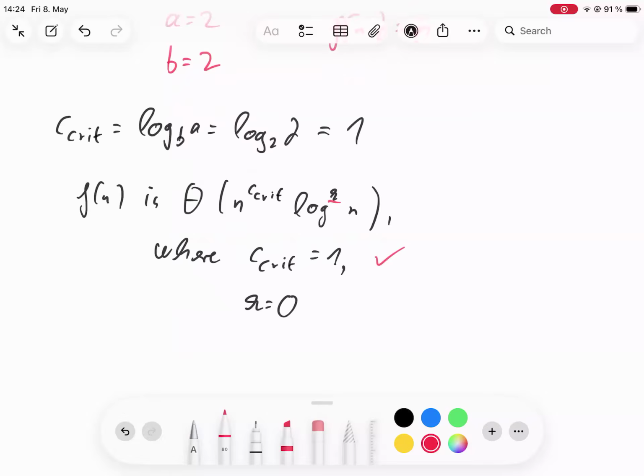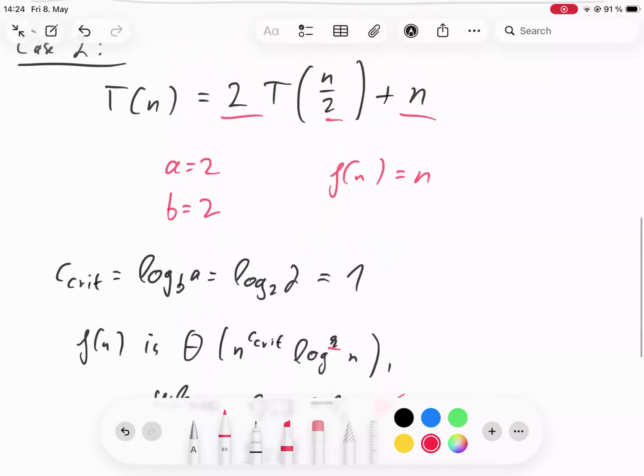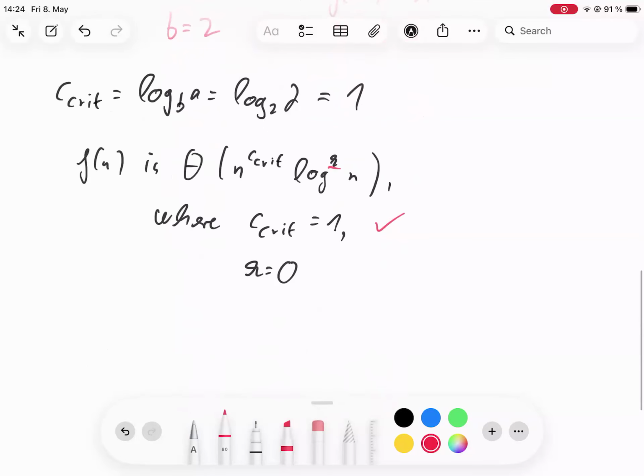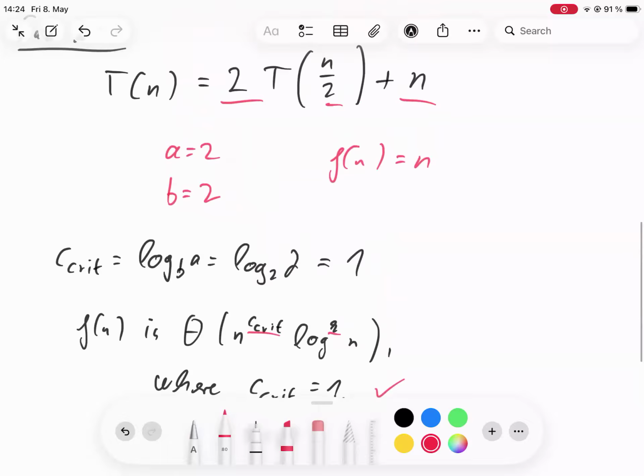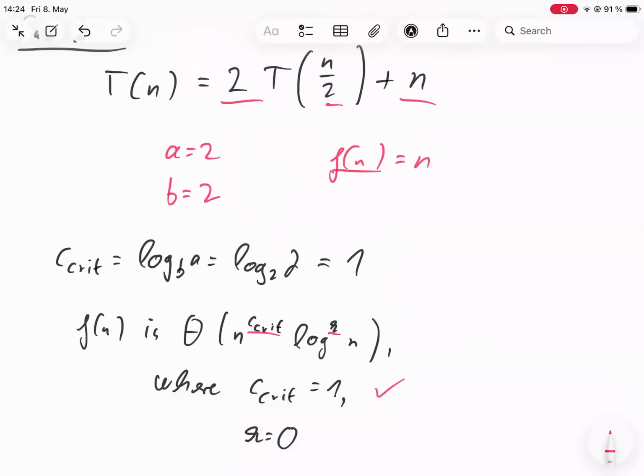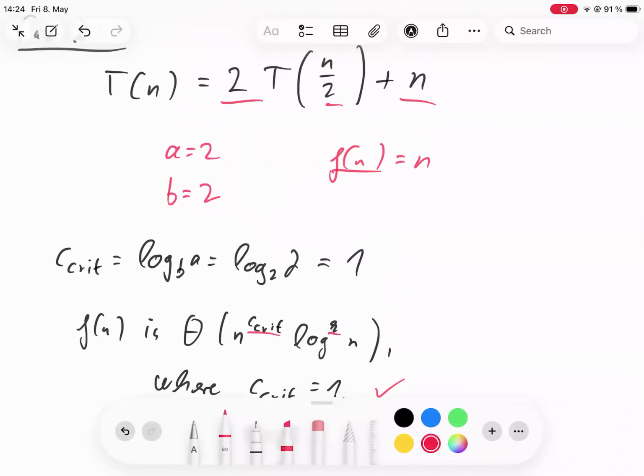So this would actually fit here for case 2, that this recurrence relation can be described by case 2, because log n raised to the power of 0 would just turn 1, and c critical is 1. So this would be just theta of n, and f of n would be then theta of n, because f of n is just n.